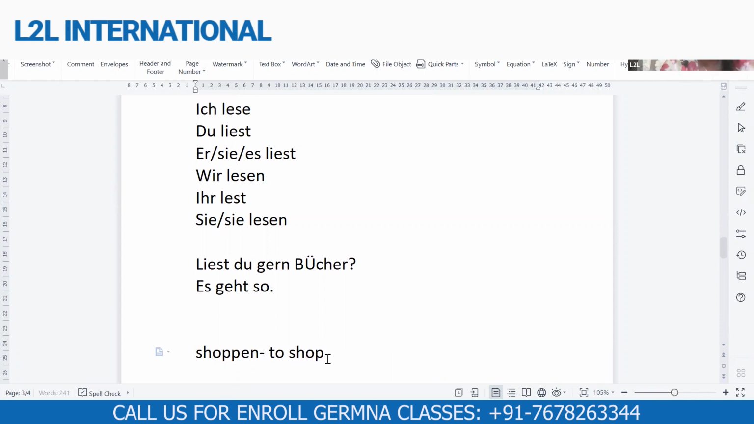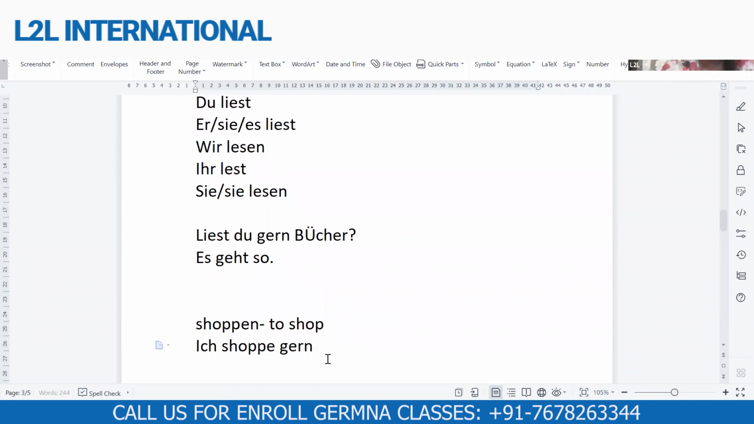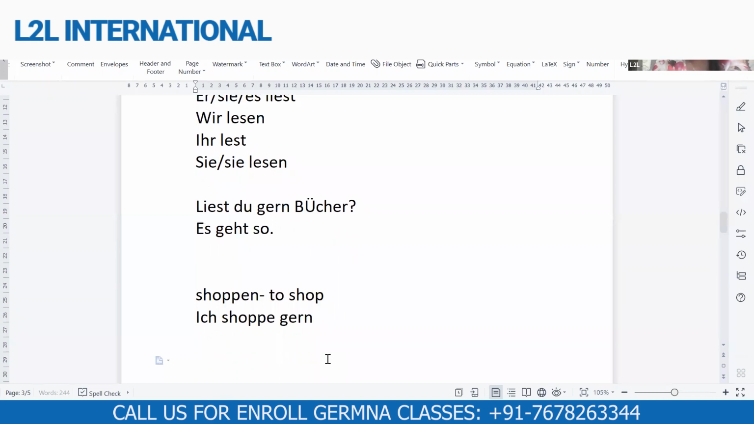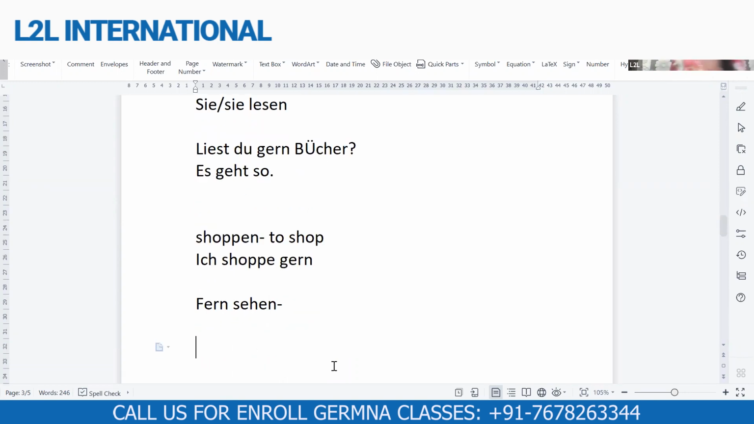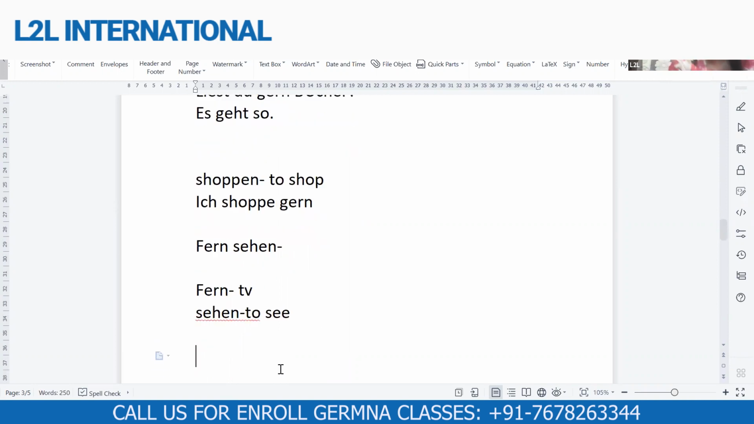Shoppen, to shop. So you would say, ich shoppe gern. I like to shop. Watch television is fernsehen. Now, there is a trick here. Fernsehen. Fern basically means your TV, right? Just a very logical example I'm giving you. Sehen means to see. So you would not say it like that. Ich fernsehe gern. Don't say it like that. This is a wrong sentence.